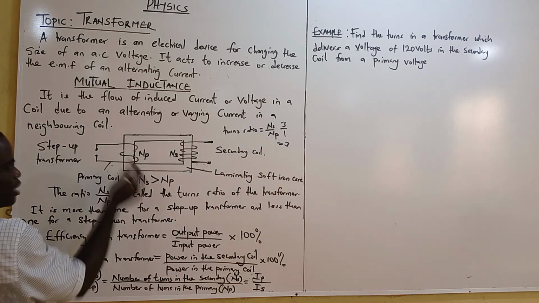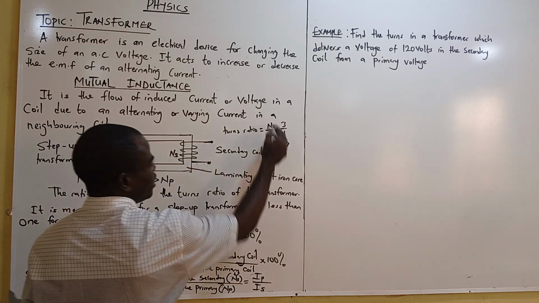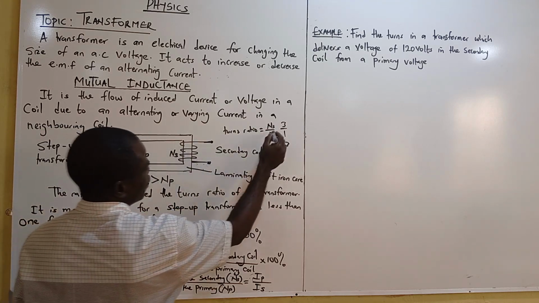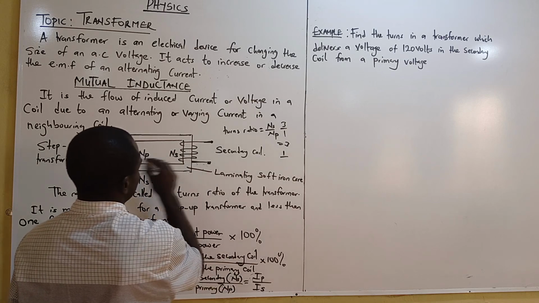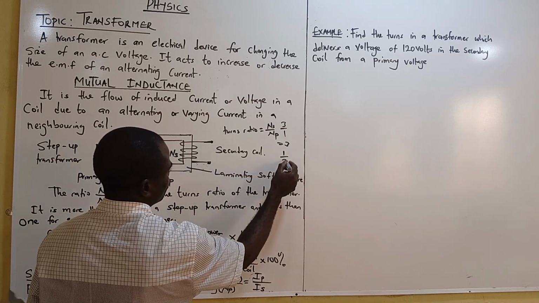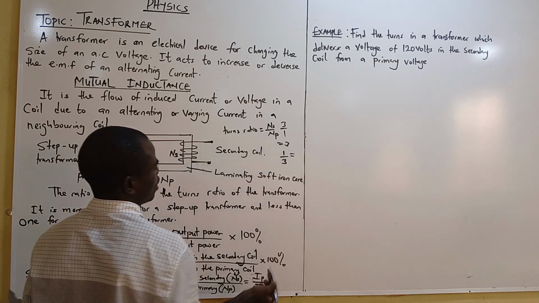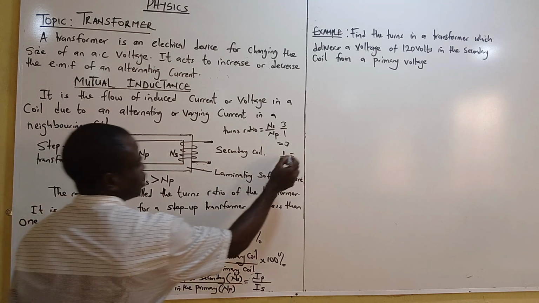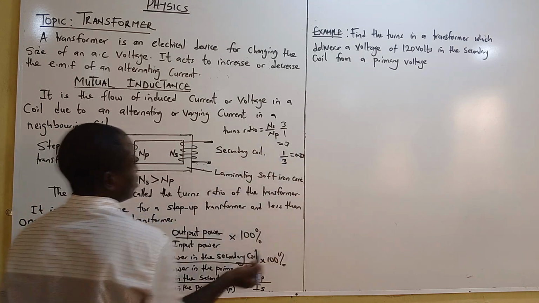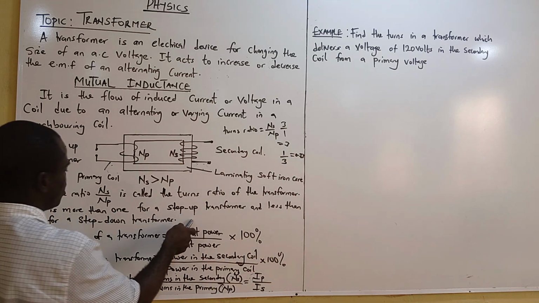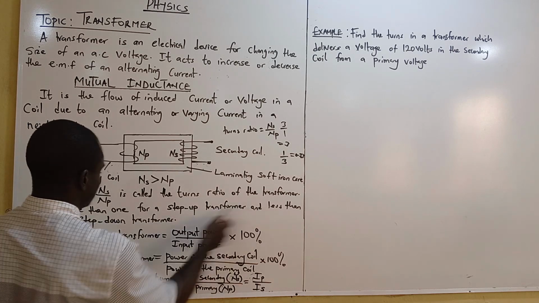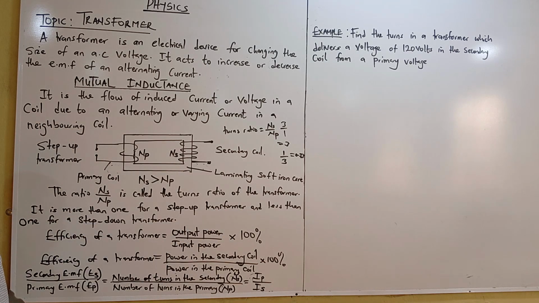But when you have a step down transformer, you still have NS over NP. It will not be reversed. Let me say NS is now 1 and NP is now 3. That's a step down transformer. See that it's less than 1, which is 0.33. Is that okay? That's what we are saying: the turns ratio is more than 1 for a step up transformer and less than 1 for a step down transformer.